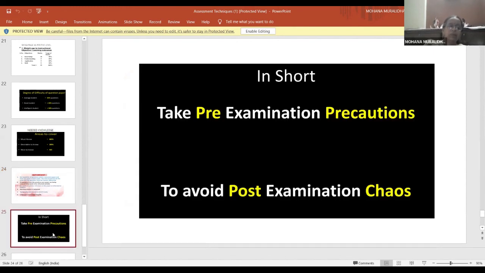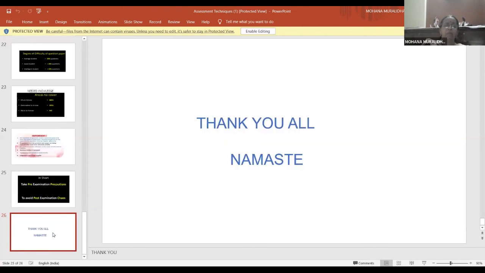Finally, pre-examination precaution, avoid post-examination chaos. Let us not get tensed after the exam after setting a tough paper. Let us take precautions to see that the examination is conducted very smoothly. So take pre-examination precautions when you set the paper to avoid post-examination chaos. Let us not feel bad later when somebody comments that the paper is not good. For that, we will take necessary precautions to see to it that we achieve our objectives in the best way.